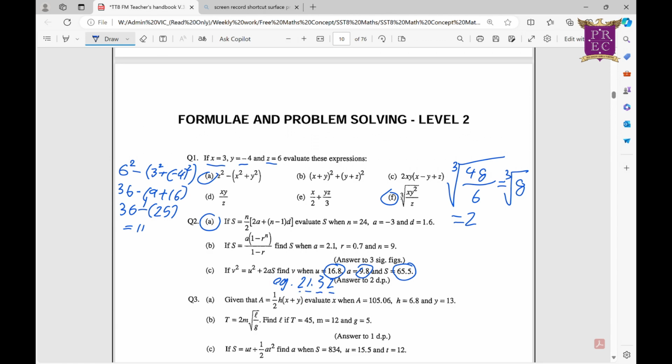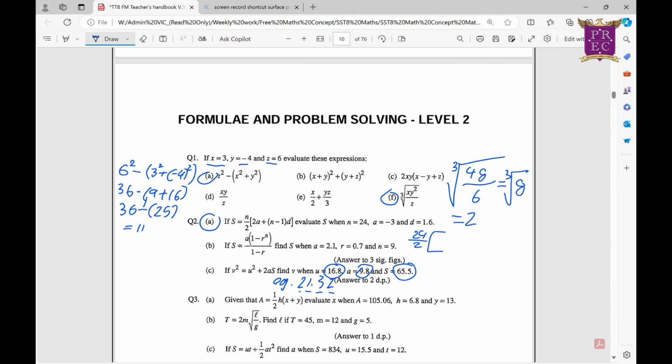Okay, that's just an example. We'll get started with 2A. For 2A, let's see what we can do. We have n is equal to 24, so we can put 24 on 2. And then we have square brackets, a huge one, 2 times a.